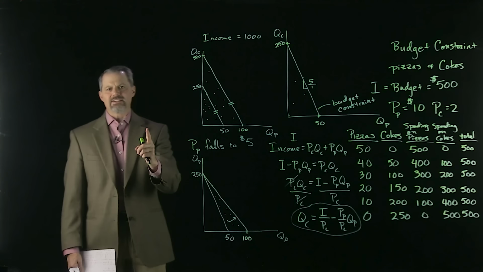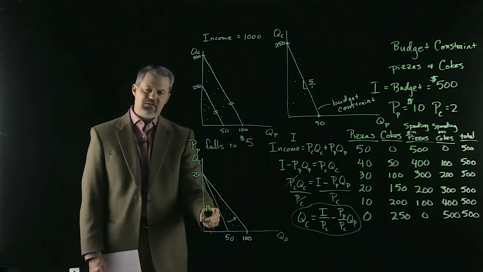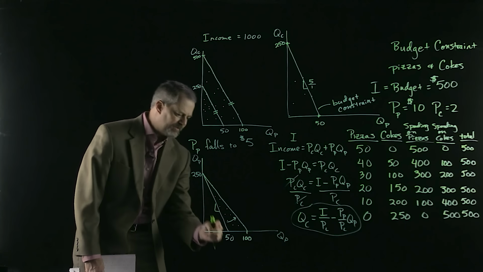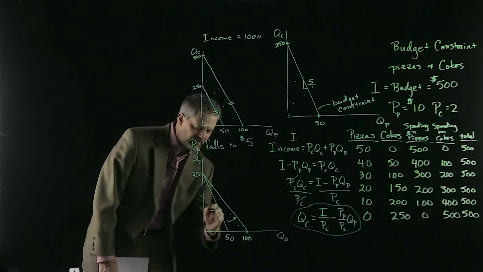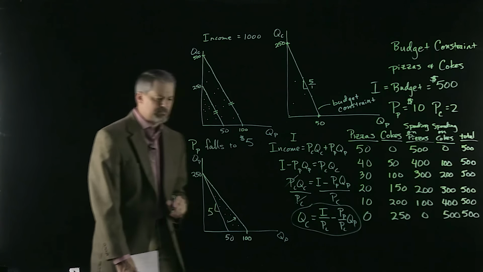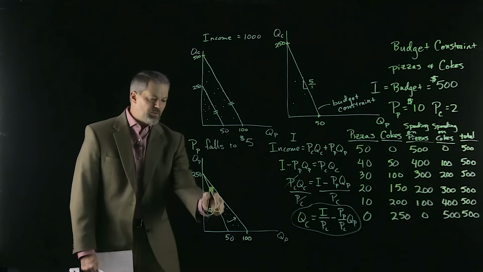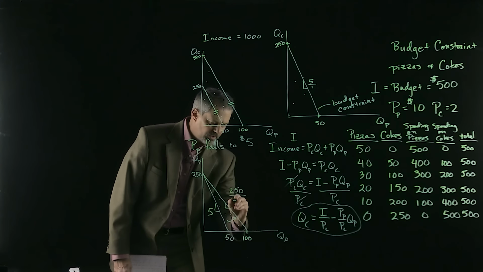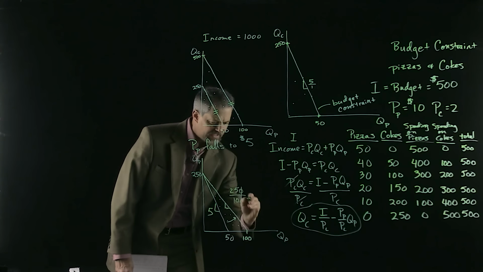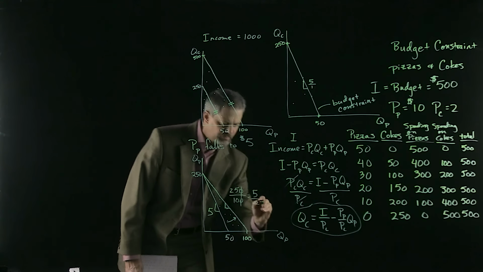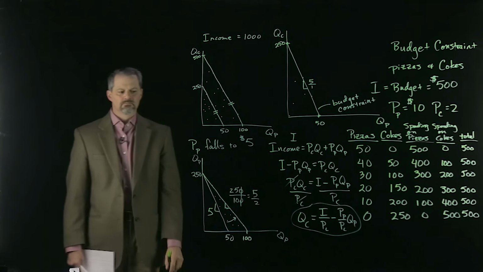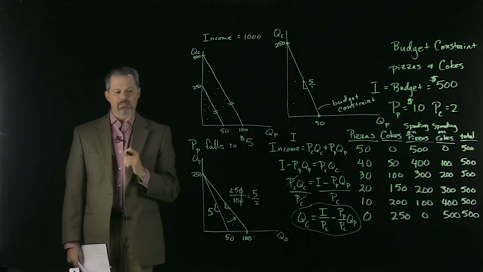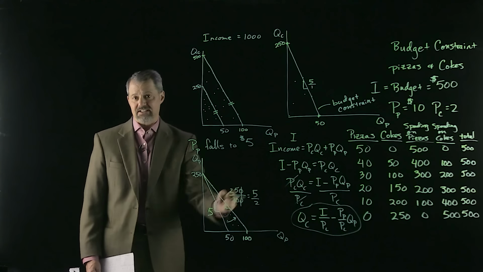So if one of the prices changes, notice that the slope of this budget constraint is going to change. The slope of this budget constraint is 250 over 50. The slope of that thing is 5. The slope of this budget constraint is going to be 250 over 100. That gives us 5 over 2. Okay. So the budget constraint is not as steep as before. It's half as steep in this case.